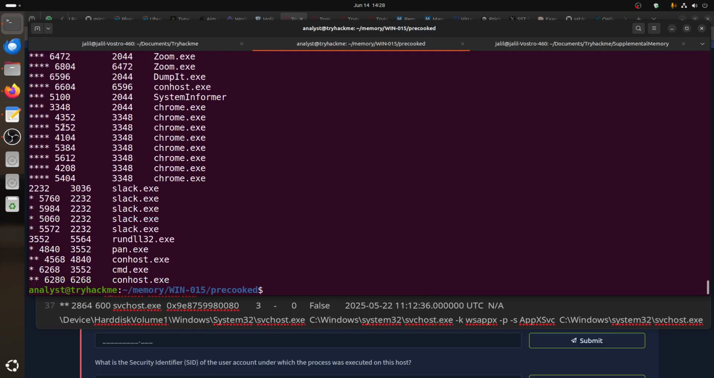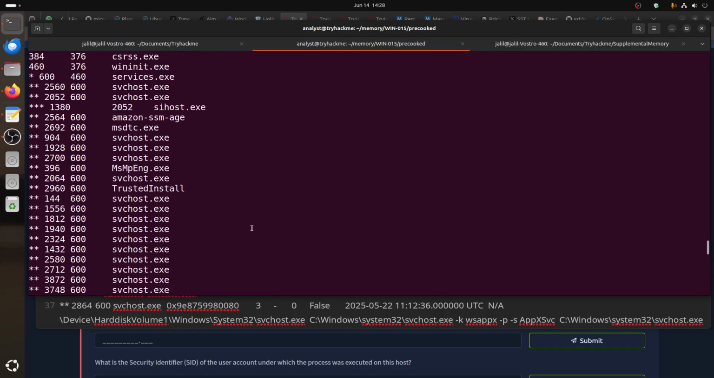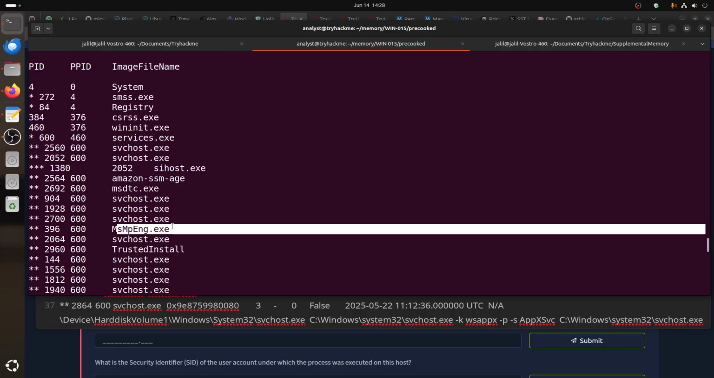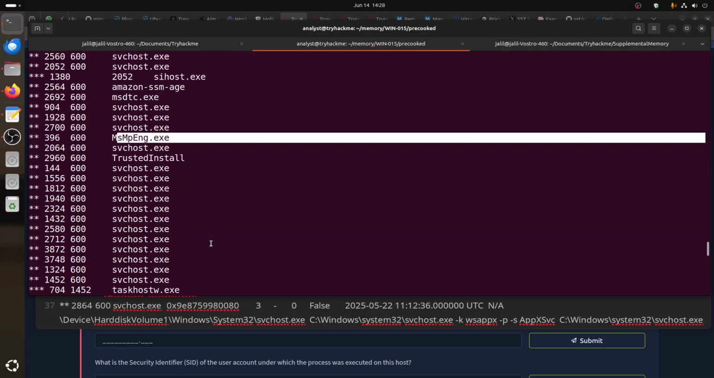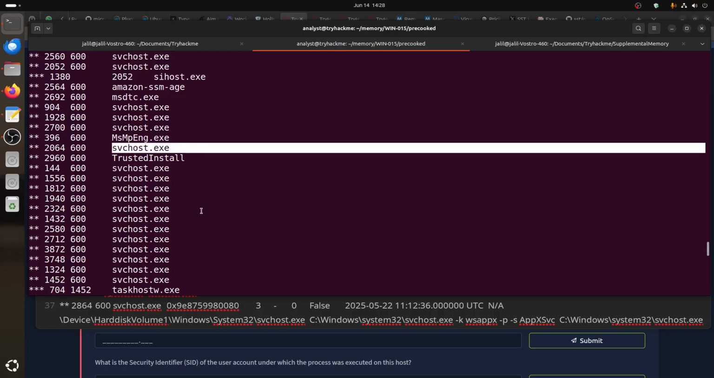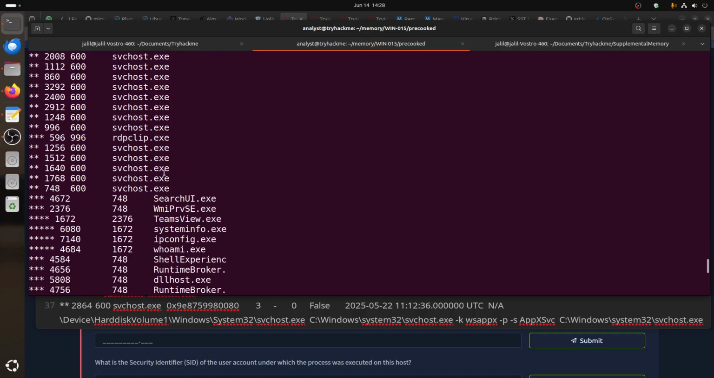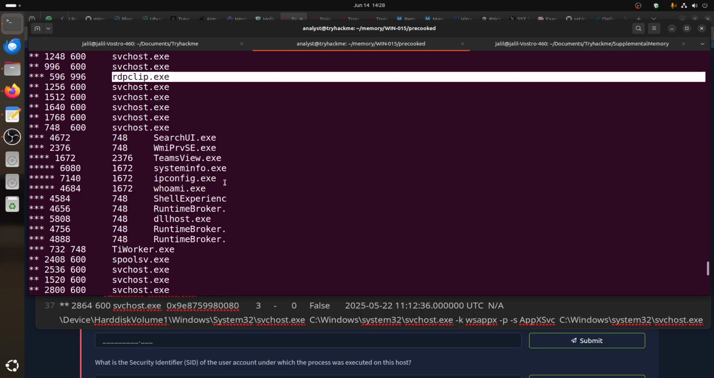So now we can just have the first, second, and third column, so it's easy to check. This technique is in that room. Usually when you get Volatility output like that, you look for anything suspicious. This, I think, is Windows Firewall. This is usually for connection. The svchost is always there. Look for anything like RDP clip that's not, I think, Windows.